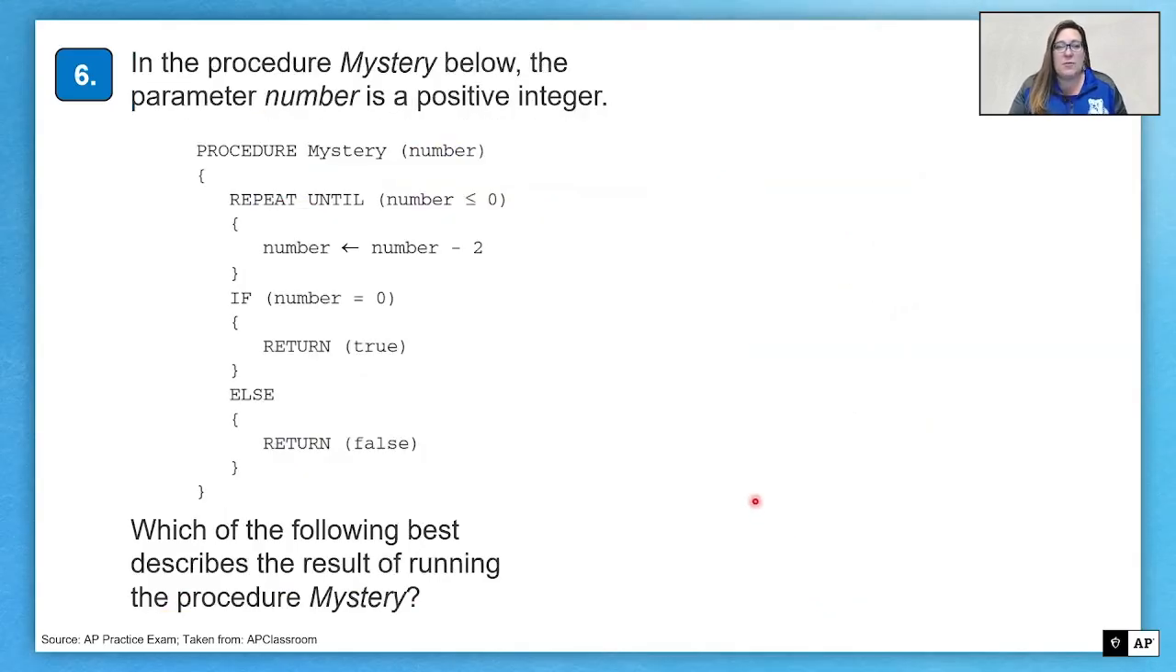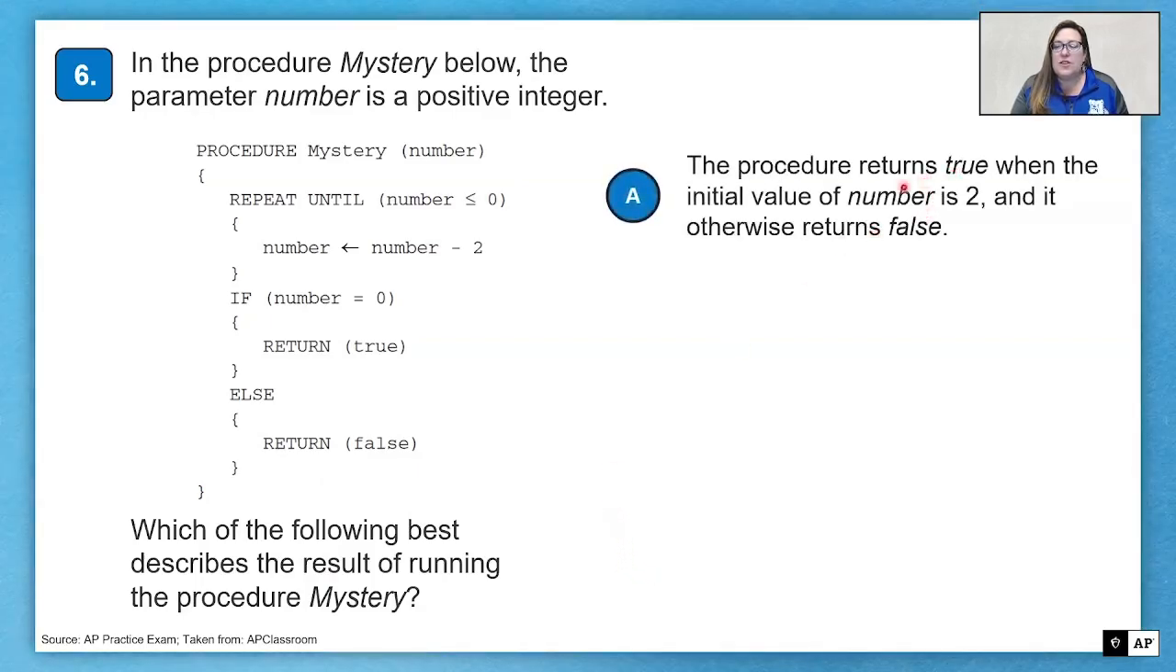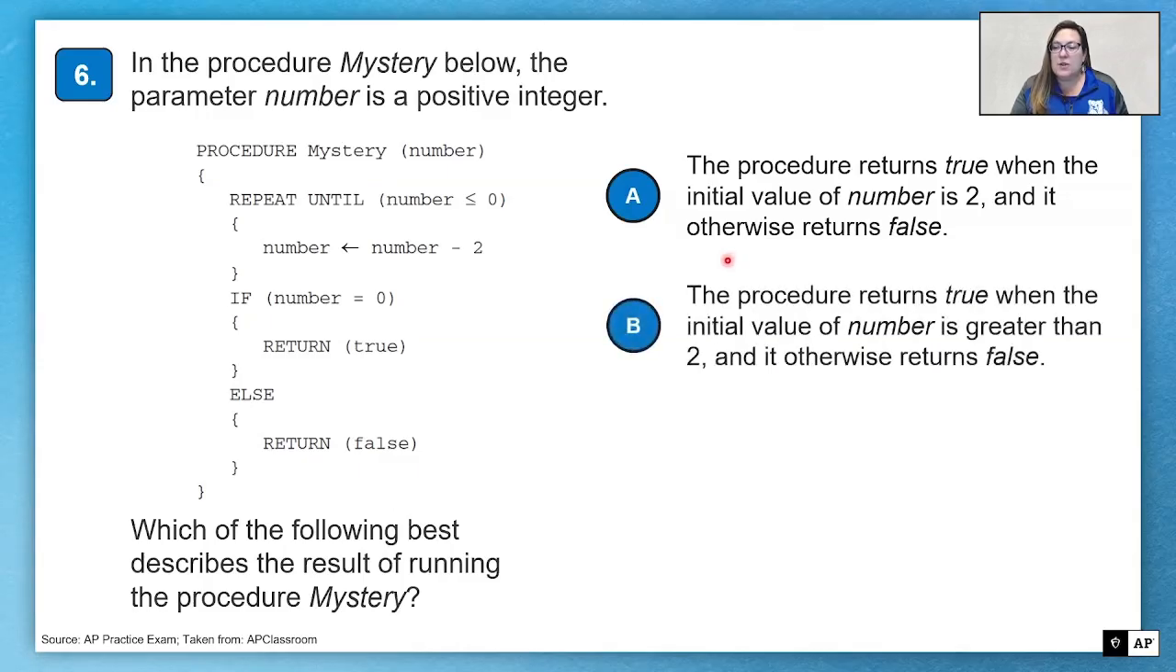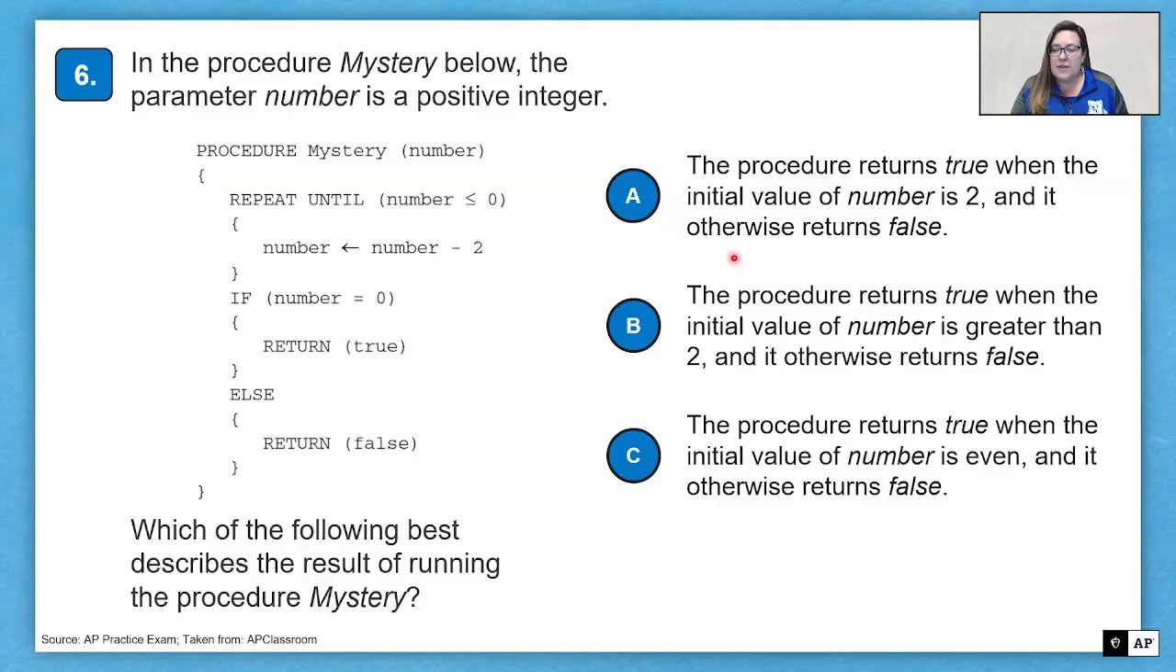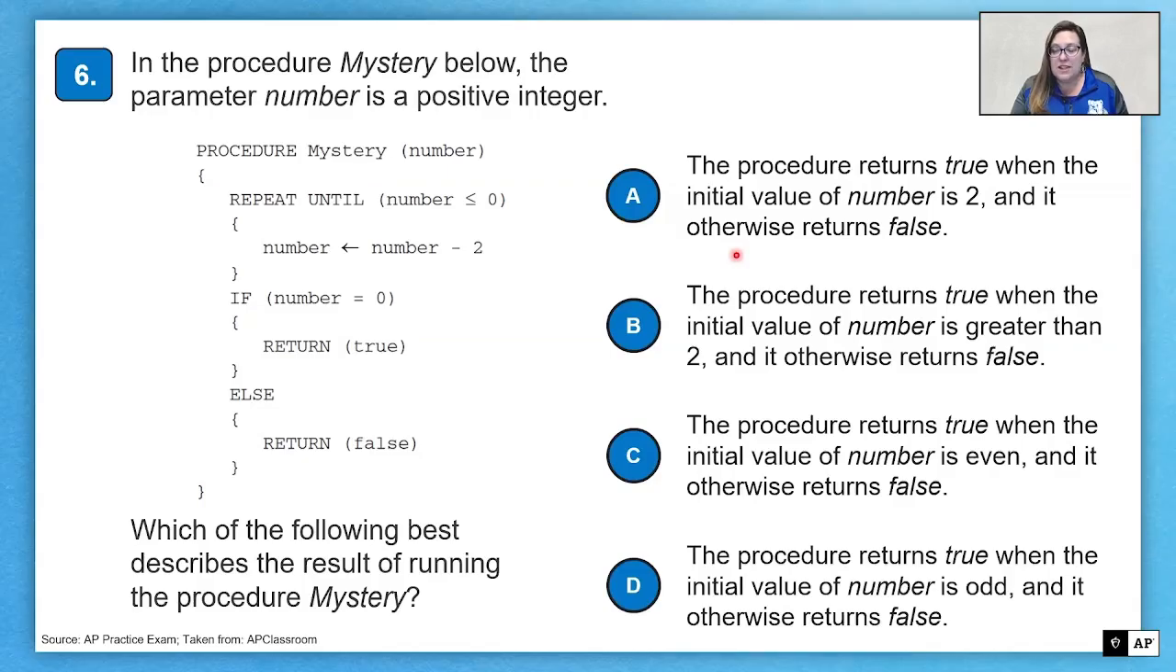And next one, in the procedure mystery below, the parameter number is a positive integer. Which of the following best describes the result of running this procedure? The procedure returns true if the initial value of number is 2 and it returns false otherwise. The procedure returns true when the initial value of number is greater than 2 and otherwise returns false. The procedure returns true when the initial value of number is even and otherwise returns false. The procedure returns true when the initial value of number is odd and otherwise returns false.